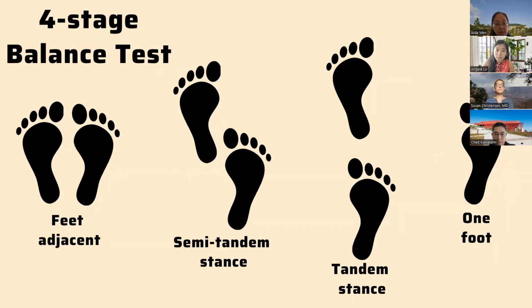And then another test you can do is the 4-stage balance test. So you can see here, they'll start with their feet adjacent and then do a semi-tandem stance. Ideally, you would do these 10 seconds at a time. If they're able to do the semi-tandem stance, you can move on to the tandem stance if you feel it's safe. And not necessary, but if you really wanted to see how their balance is and challenge them, you can have them do 1 foot, although it could be a little tricky for that. So if patients are unable to do the semi-tandem test for 10 seconds, they are considered at risk for falling.